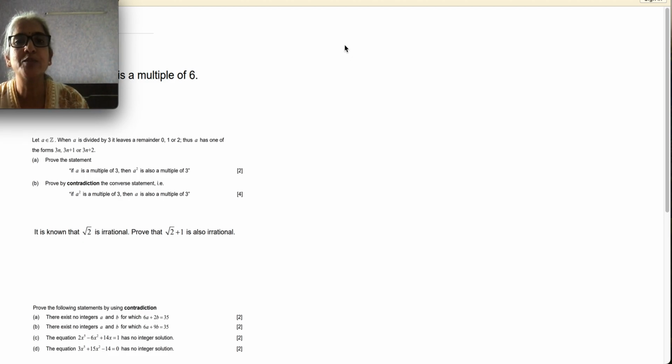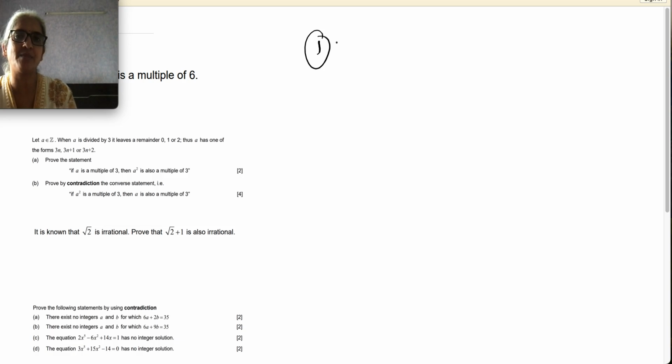We are looking at proofs. Earlier we had seen proofs using deductive reasoning, correct? We started with a statement which was true and then deduced the other results. We will look at other methods of proving as well, and in this we will be using some examples.